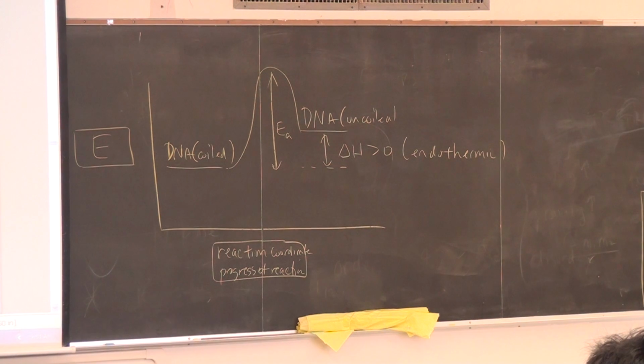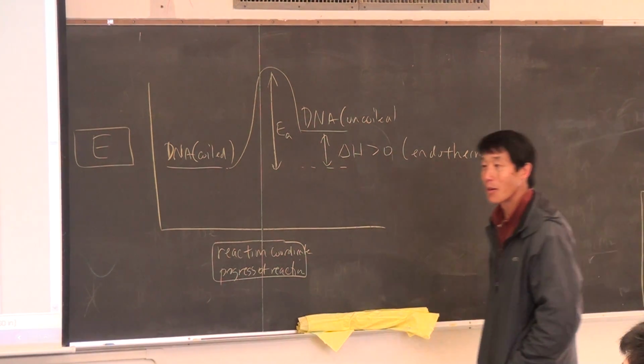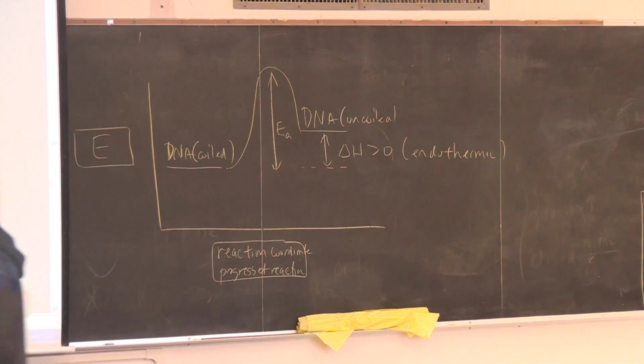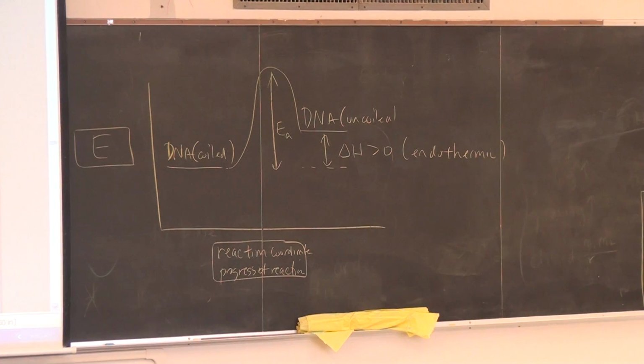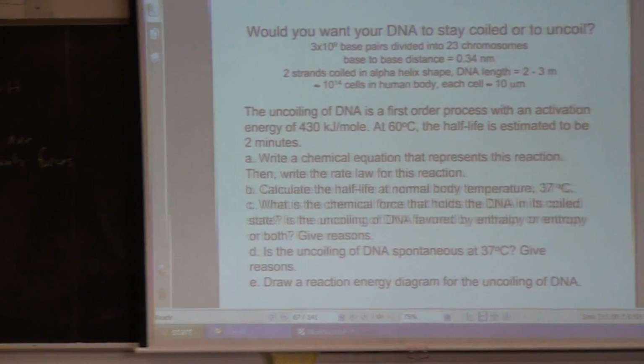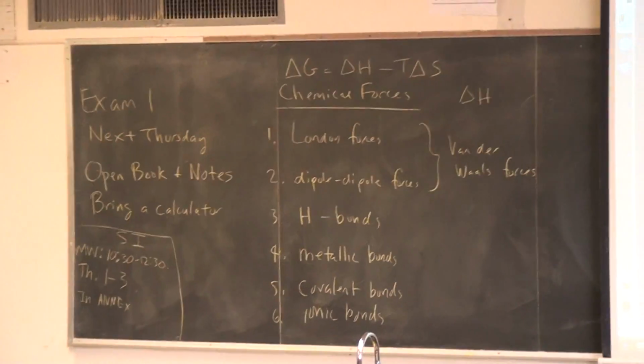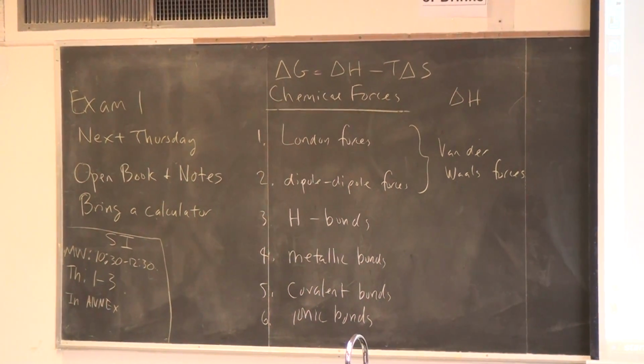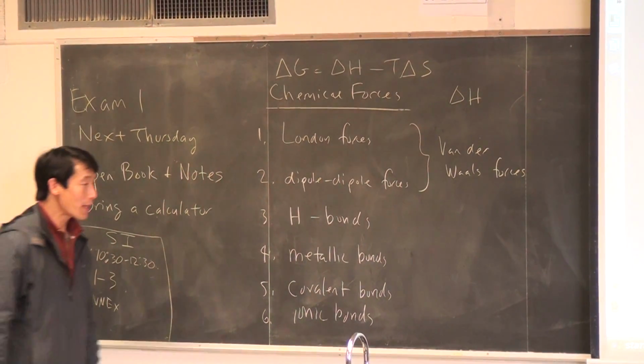Right. So if delta G is less than 0, it's spontaneous? Yeah. All right. We'll talk more about that later this semester when we get to the part on thermodynamics. We'll cover that sometime later this semester. Okay, let's go on to the next slide.